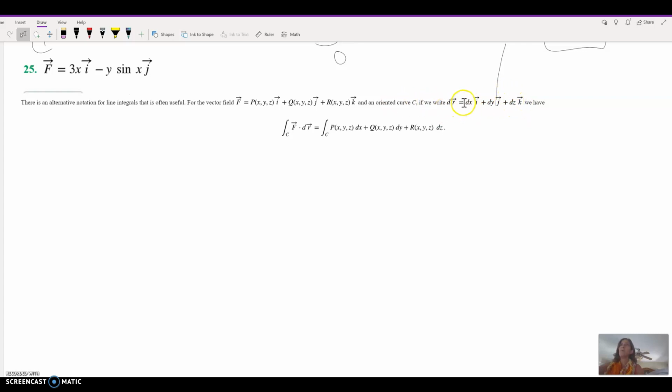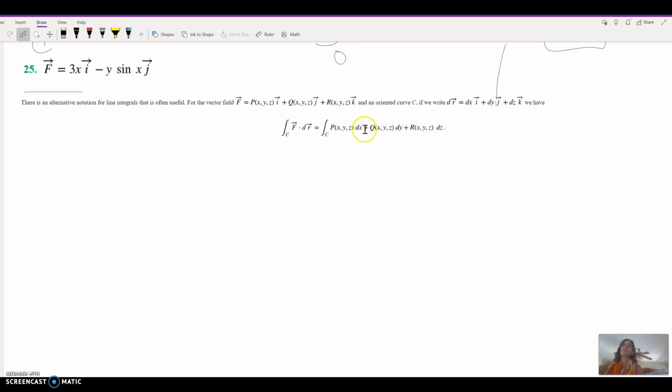Right? Remember, r, my path, is x of t i, y of t j. We've mostly done the two components. We could also have a third component. So when I take the derivative, I take the derivative of each component. So now instead of dr, I replace that with dx, dy, dz, and I'm doing a dot product. So I would take the i component of my vector field times whatever the derivative is with respect to x, plus the j component times dy, plus the z component times dz.